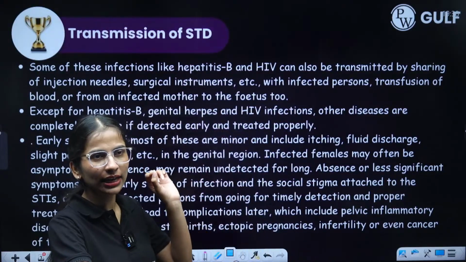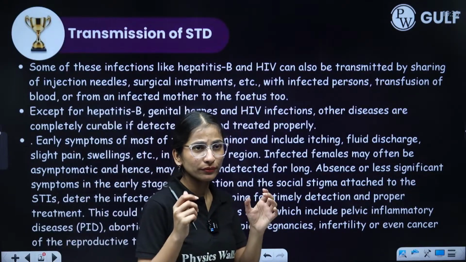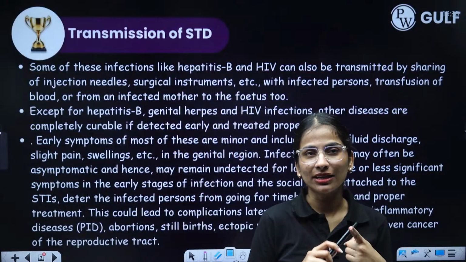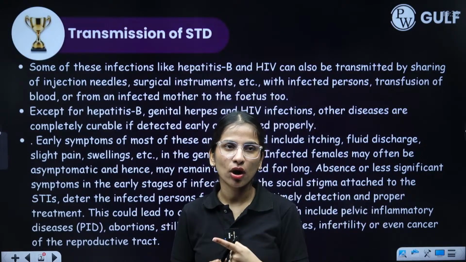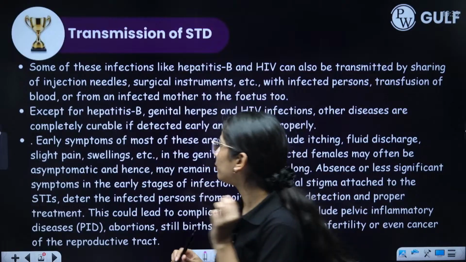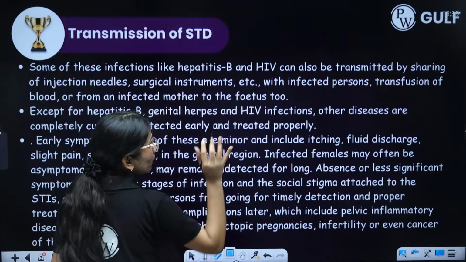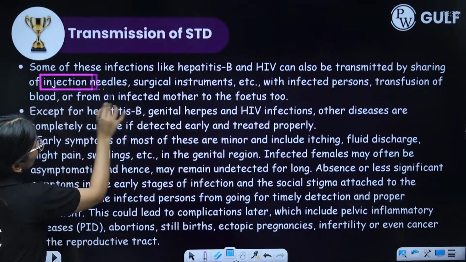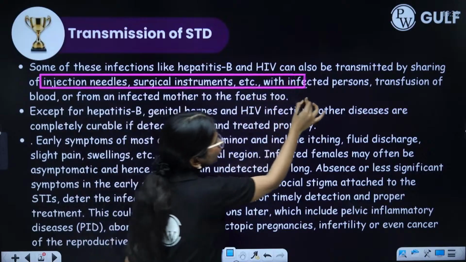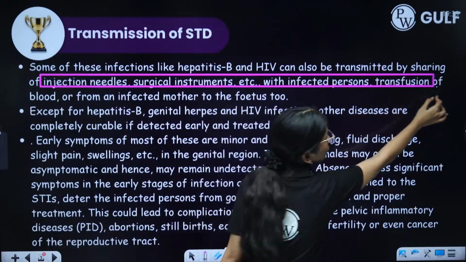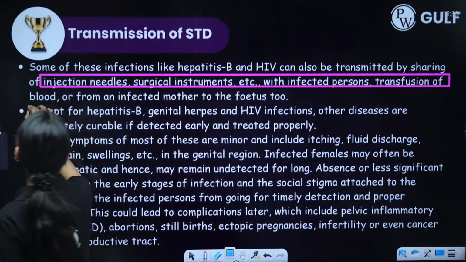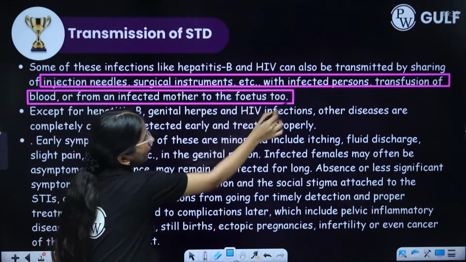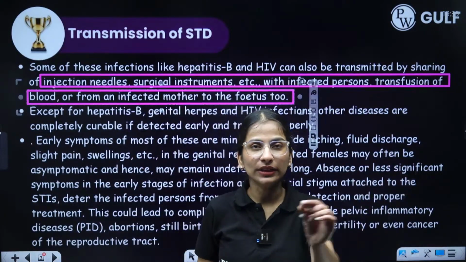First of all, they talk about how hepatitis B and HIV, apart from sexual contact, can also be transmitted by blood contact. Blood contact means sharing of injections and needles, surgical instruments, and transfusion of blood from an infected person to a healthy person. Apart from that, from mother to fetus as well.